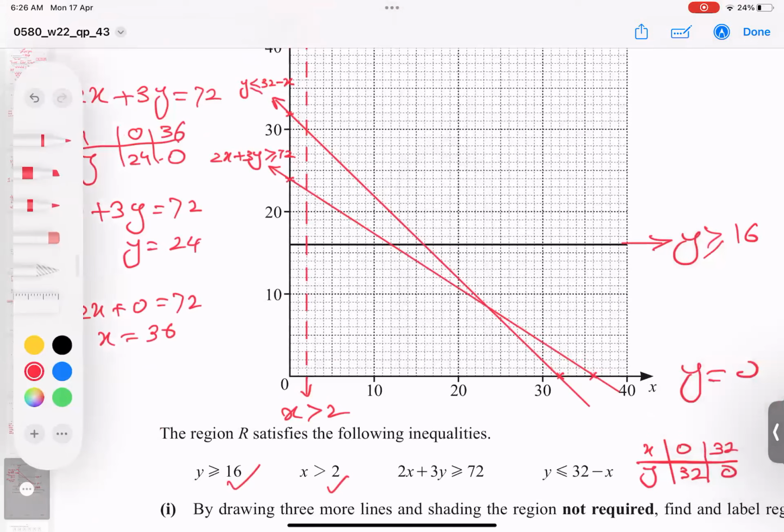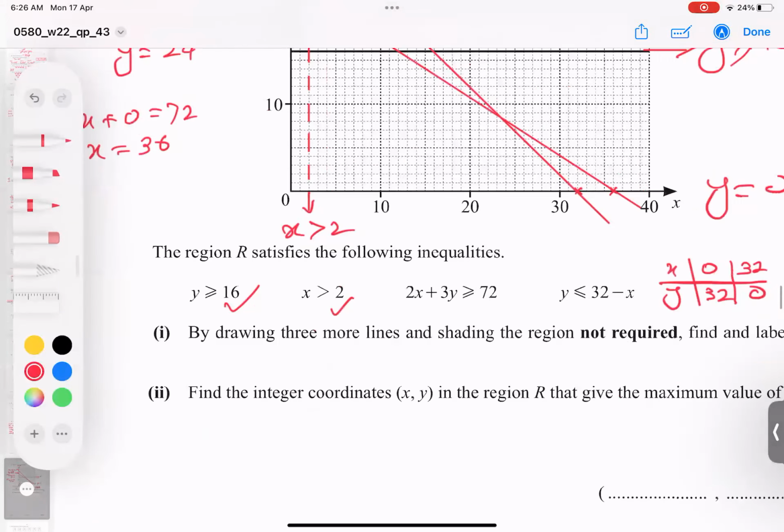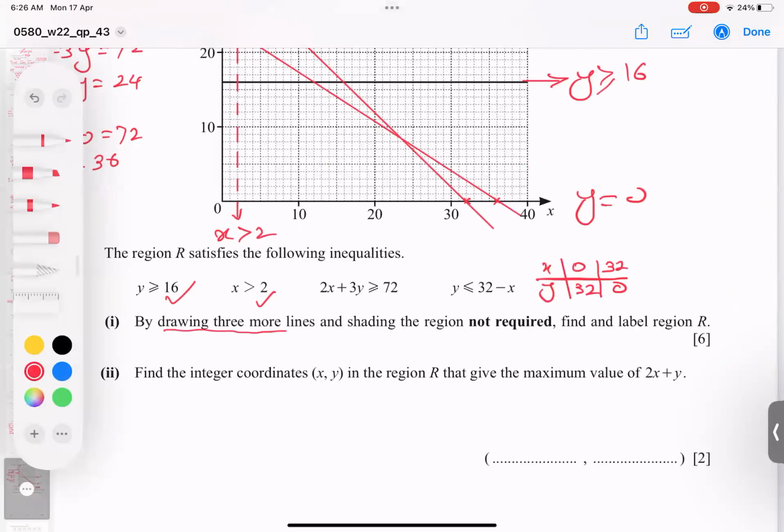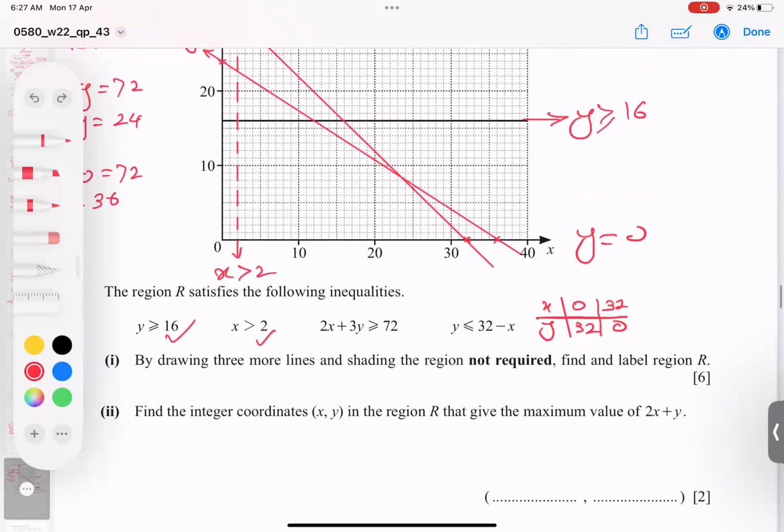Now, students, we have drawn all the lines available. Now he's saying draw these three more lines, and shading is not required. Shading the region is not required, but find and label region R. What is the technique to handle this kind of question? He actually tries to play with you.